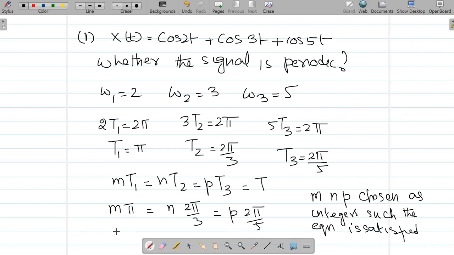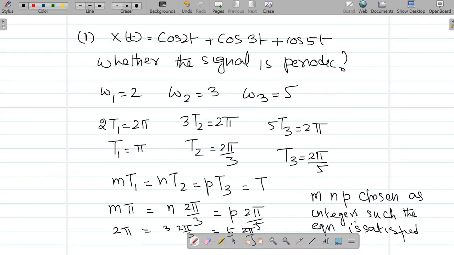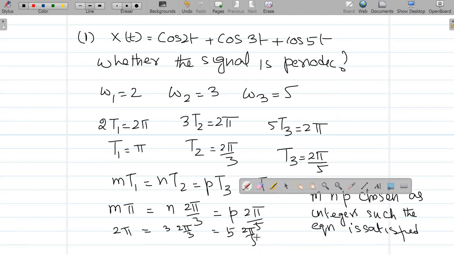So if I choose m is equal to 2, n is equal to 3 and p is equal to 5, the following condition will be satisfied. So I will end up getting 2 pi, which is the time period T. So T is equal to 2 pi. So therefore this signal that is given at the top is periodic.